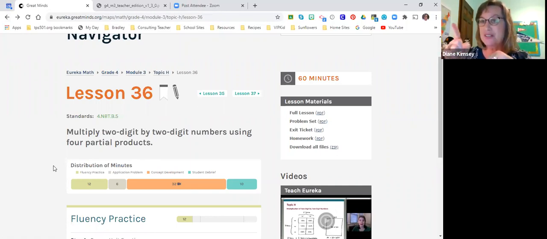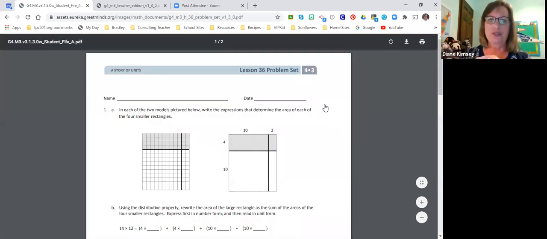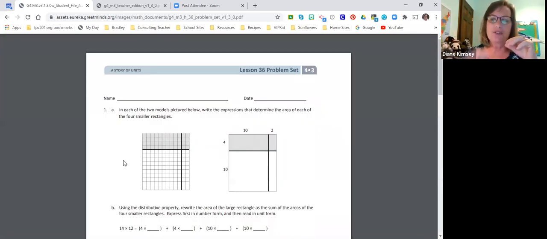All right, but we also know in that exit ticket it said that we must be able to draw an area model. All right, so now I'm going to bring up the problem set. And this is the part that the kids have to do. All right, and what I'm wanting you to notice is how Eureka Math, how the problems increase in, how they progress and they go from simple to complex.